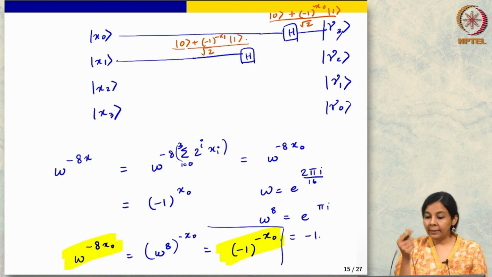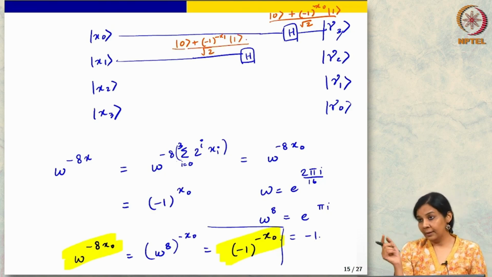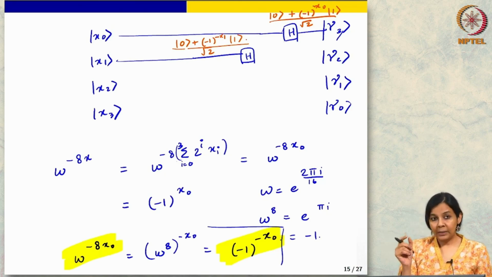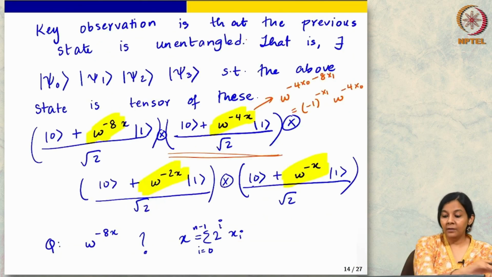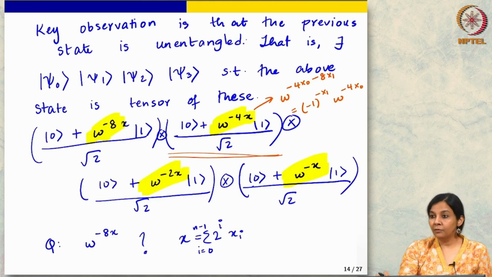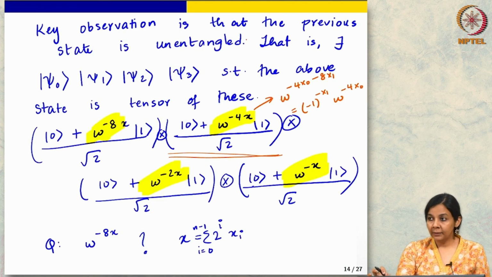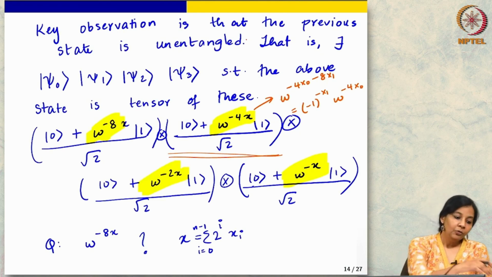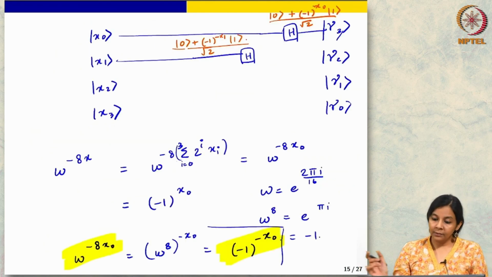So I have made some progress here, but now what do I want? I want this additional phase shift to happen, and what is that phase shift? It is omega to the minus 4 x0. So if x0 is 0, then nothing should happen. If x0 is 1, then it should get omega to the minus 4 phase shift. So this can be implemented using a controlled phase shift gate.